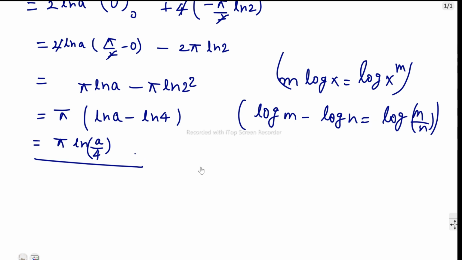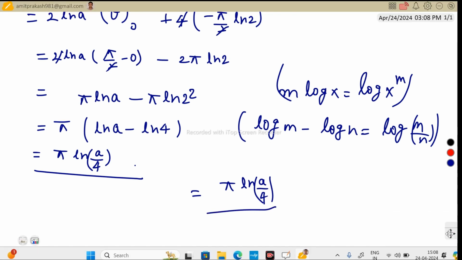So we have seen that the answer of the problem is pi times natural log of a over 4. This is the answer of the given problem. Thus we have solved the problem.